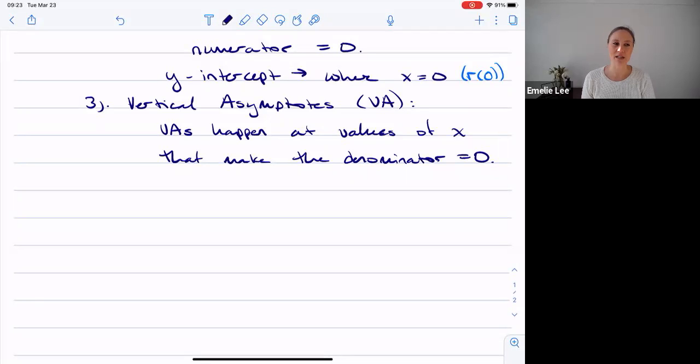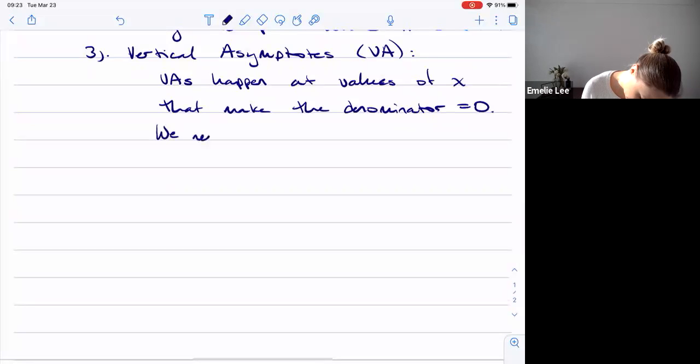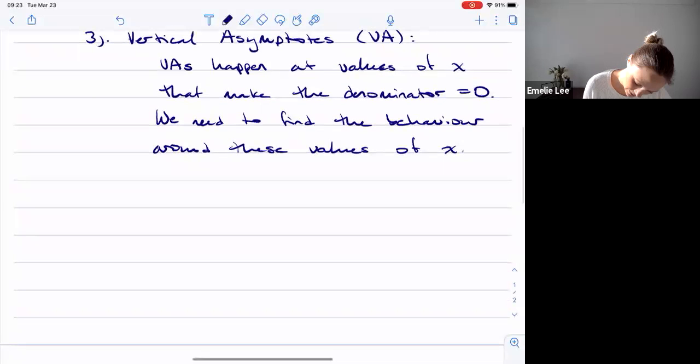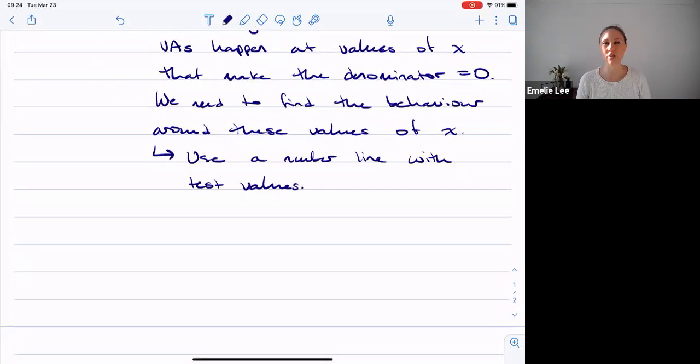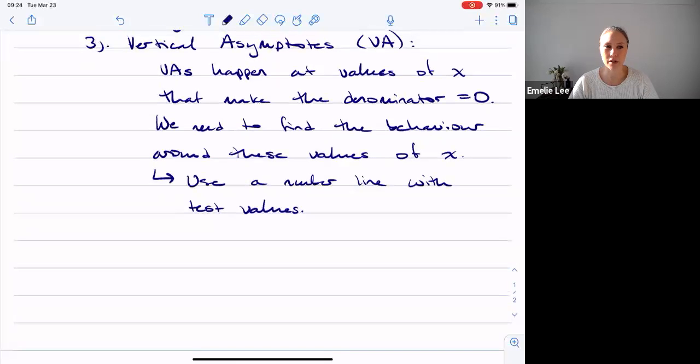So then we need to find the behavior around these values of x. How we're going to do it is we're going to use a number line with test values. I think that's where we got to in our example last day. We'll do a run through and then we'll pick up at that point from last day, but I just want to outline the steps first. So those are our vertical asymptotes.